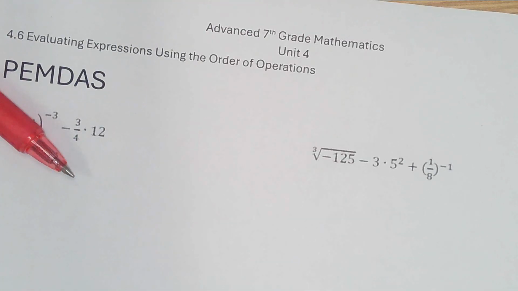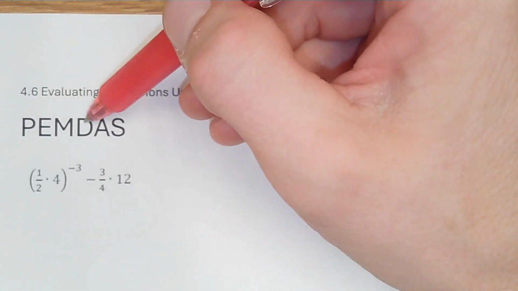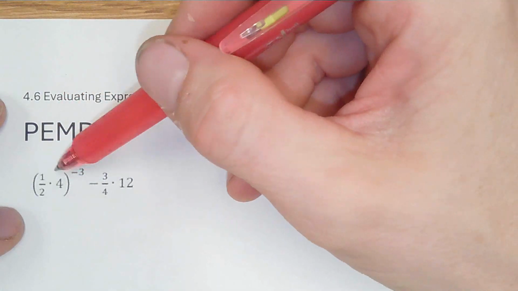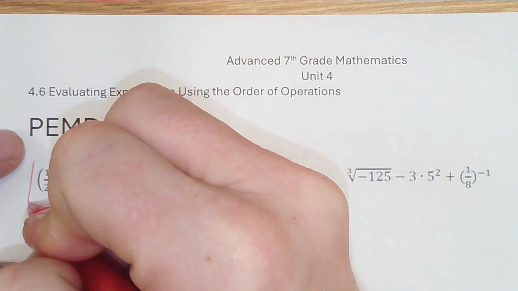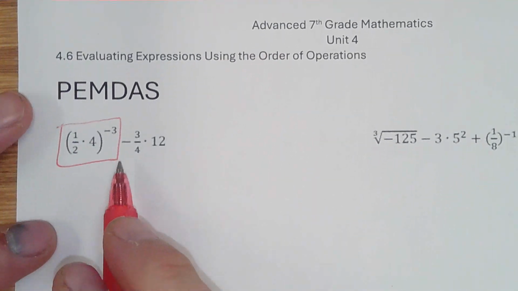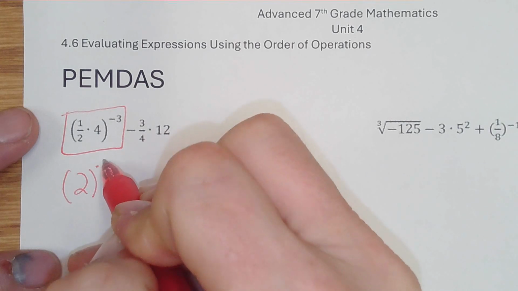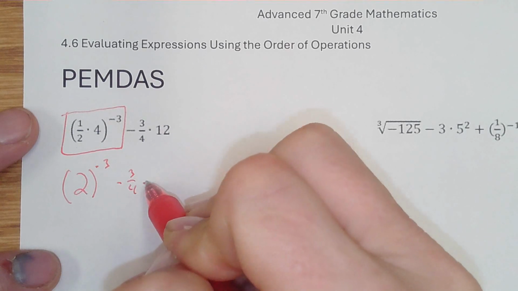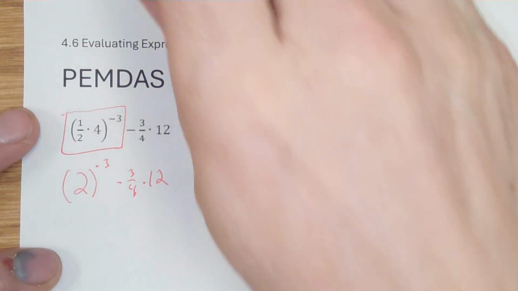All right, so here, going off of PEMDAS: Please excuse my dear Aunt Sally. So parentheses. We have to work the part in parentheses first. So 1/2 of 4 is 2. So we have 2 to the -3, and we still have -3/4 of 12. Remember, of is multiplication in mathematics. So we can do that one as well.